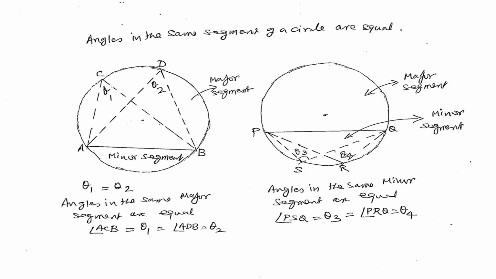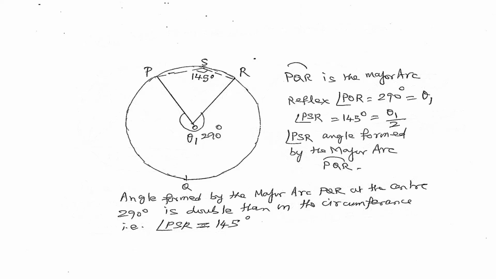Below PQ, rays PS and SQ meet the circumference of a circle, framing an angle theta 3. And rays PR and QR meet the circumference of the circle, framing an angle theta 4. Now, angle PSQ is equal to theta 3, which is equal to angle PRQ, which is theta 4. Therefore, angles on the same segment, whether it is a minor segment or major segment, are equal.